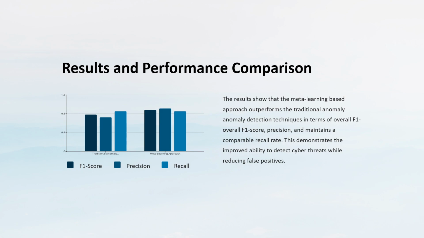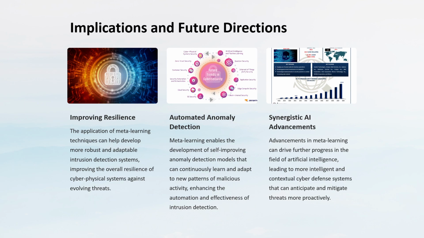In traditional anomaly detection, there are high rates of false alarms, and the algorithms cannot detect changes in technique. But coming to the meta learning approach, there is an easy way of adaptability, and the false rates are also reduced. Next, implications and future directions.